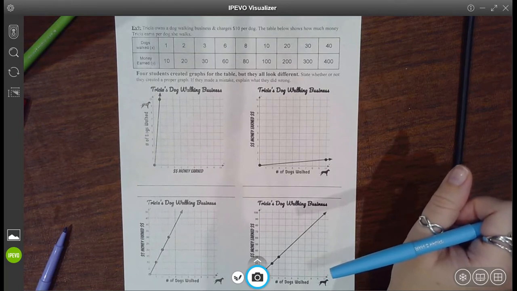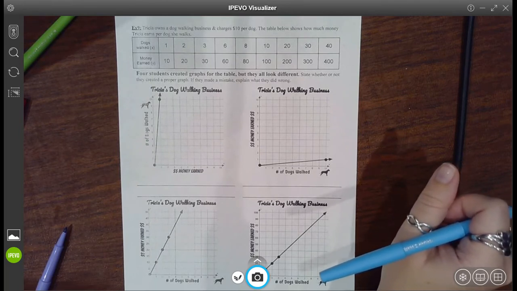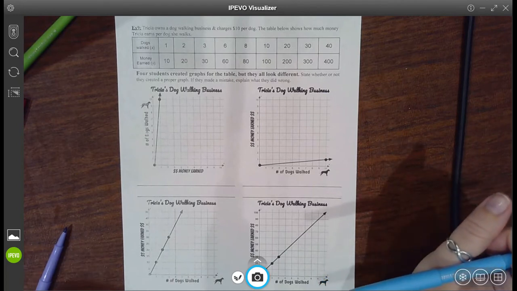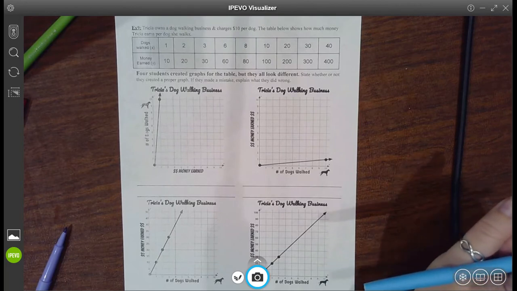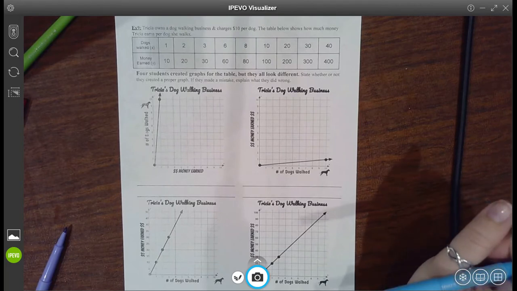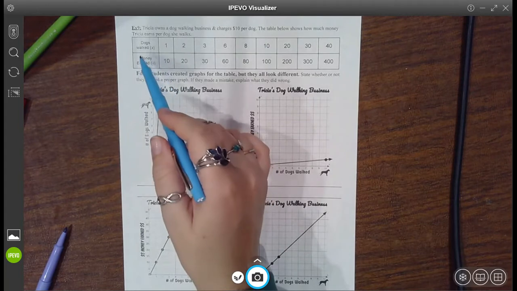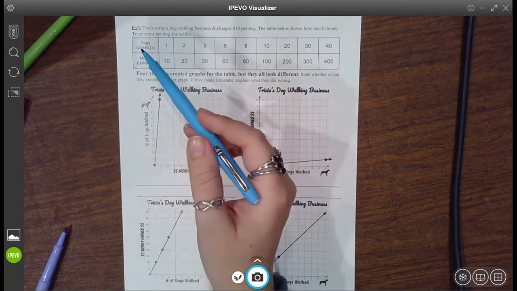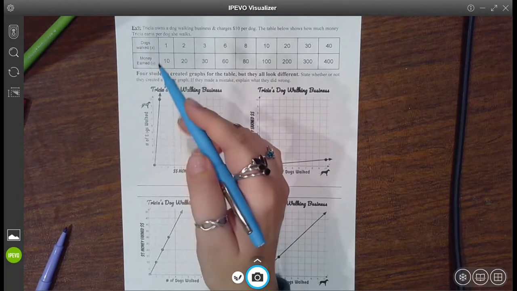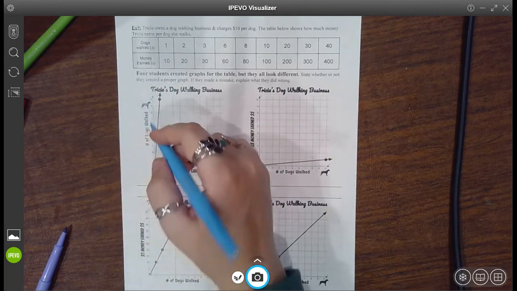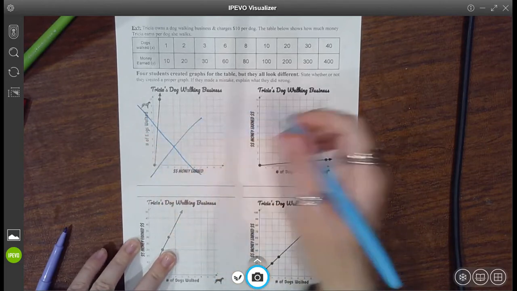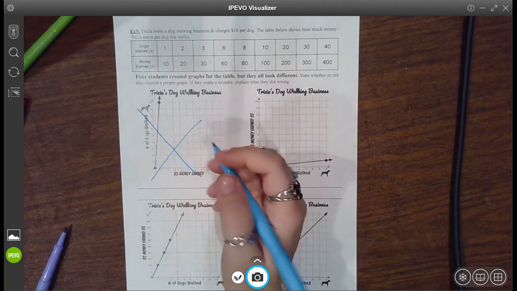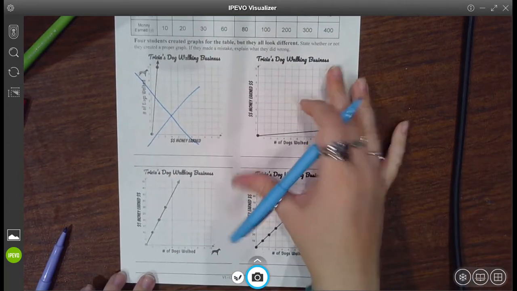Okay, you're back with us. It says Trisha owns a dog walking business and charges $10 per dog. The table below shows how much money Trisha earns per dog she walks. So X is the number of dogs she walks, and Y is how much money she earns, because how much money she earns depends upon how many dogs she walks. Okay, so Y is money earned. Money earned, nope. Money earned, number of dogs walked. Money earned, yep.